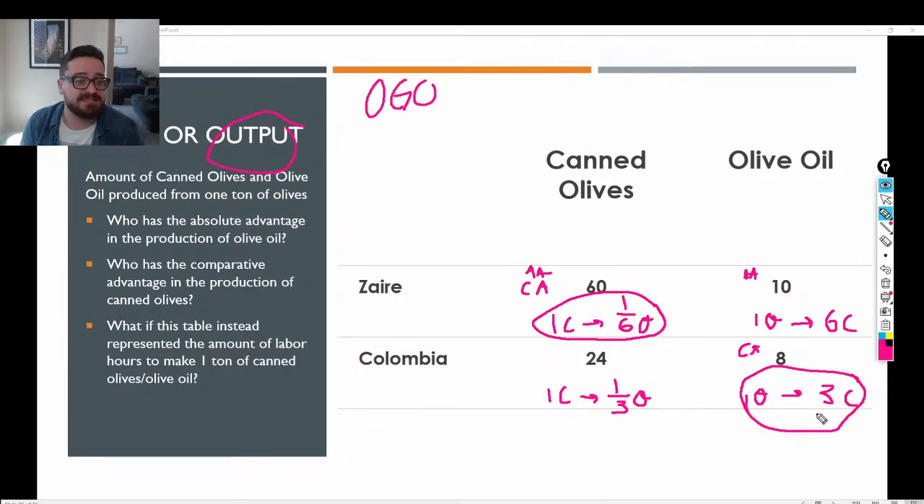That's where you get messed up when it comes to like, wait a minute, is the opportunity cost canned olives or olive oil? Well, my brain, write it like this every time. It's the canned olives, so it's 1 canned olive. Olive oil, so it's 1 olive oil. For some amount of the other thing.